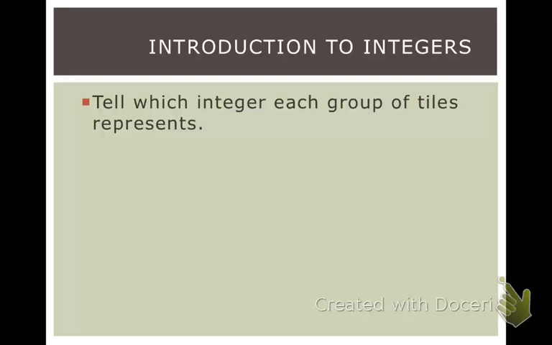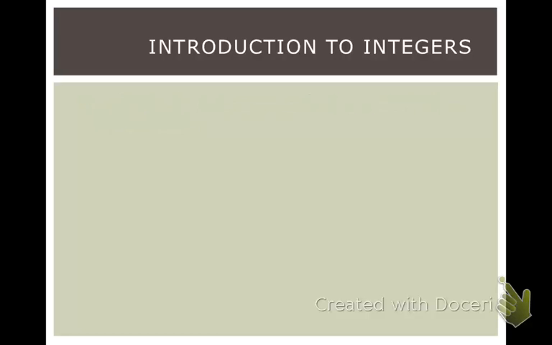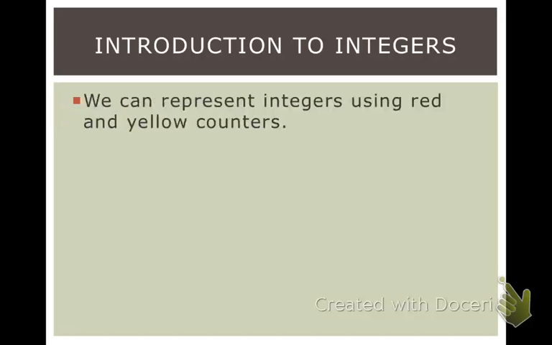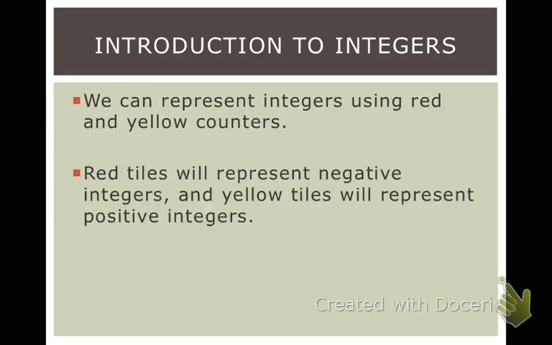Yesterday we started to look at how to represent integers, and I just want to remind you of how we could do that. We could represent integers in a couple ways. One way would be to represent integers using red and yellow counters. I said red counters could represent negatives and yellows could represent positives. So when you see a red on the screen, it will represent a negative integer. When you see a yellow on the screen, it will represent a positive.